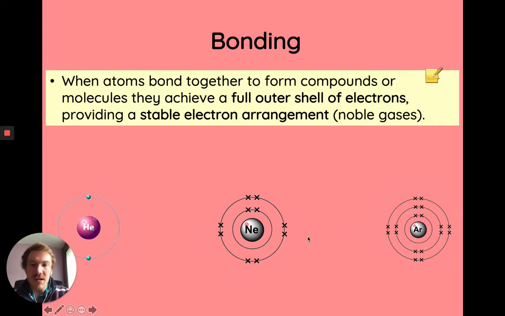It's important to consider that in terms of bonding, only the outer electrons are involved in chemical bonding. So regardless of what's inside, it doesn't matter. It doesn't matter how many shells there are. It is only the outer shell that makes any difference to chemical bonding.